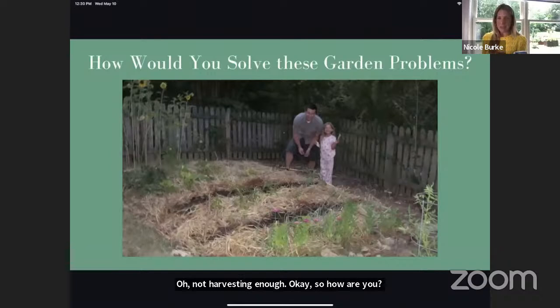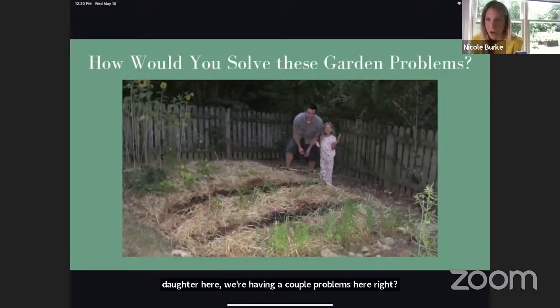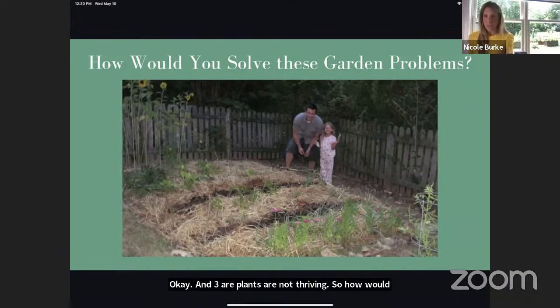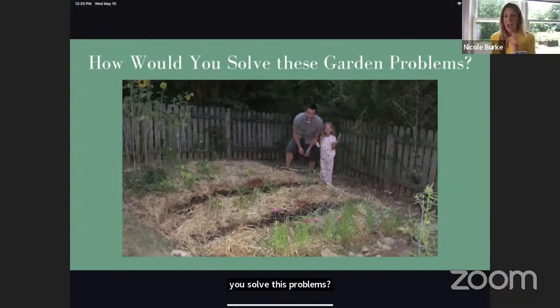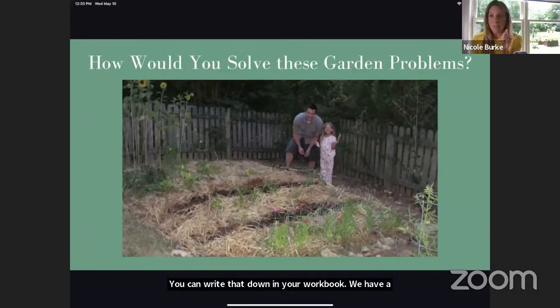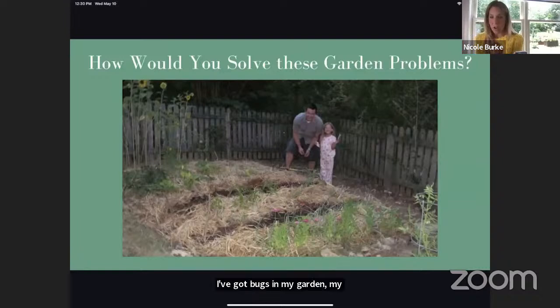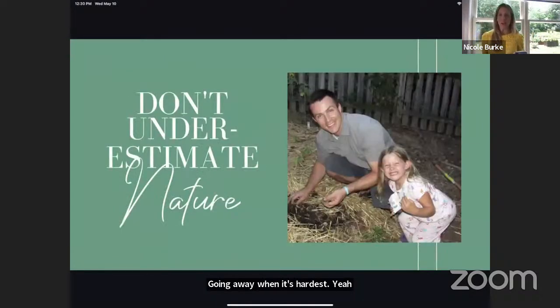Okay, so how are you going to solve these problems? See me and my husband and my daughter here. We're having a couple of problems here, right? So one, our garden's drying out too fast. Two, we have pests, okay? And three, our plants are not thriving. So how would you solve those problems? You can write that down in your workbook. We have a little square for you to fill out. How do I deal with these problems? I've got bugs in my garden, my soil is drying out too fast, and my plants are not thriving. I'm going away when it's harvest time. Yeah, exactly. All right, so let's talk about solving these problems.